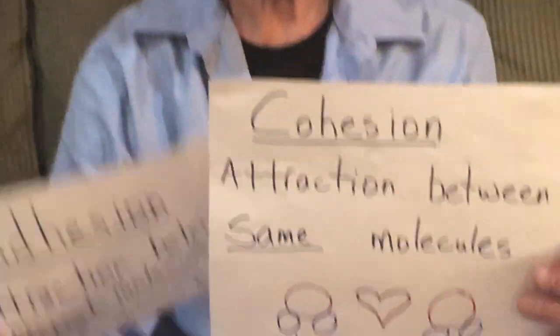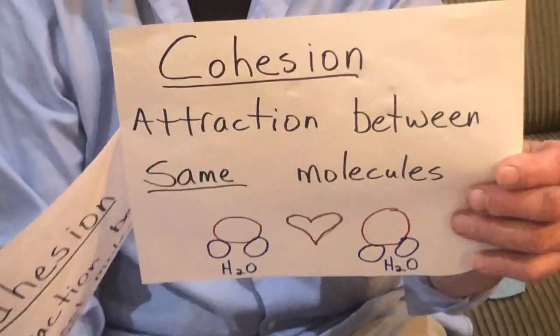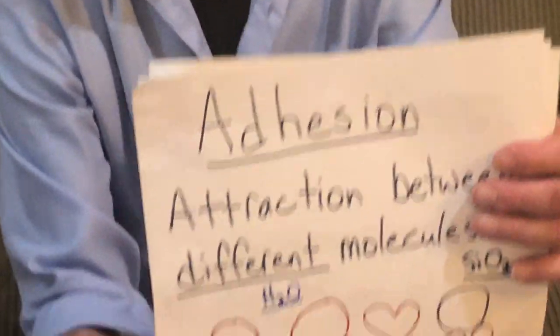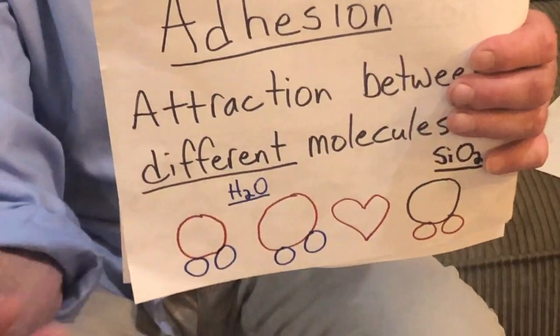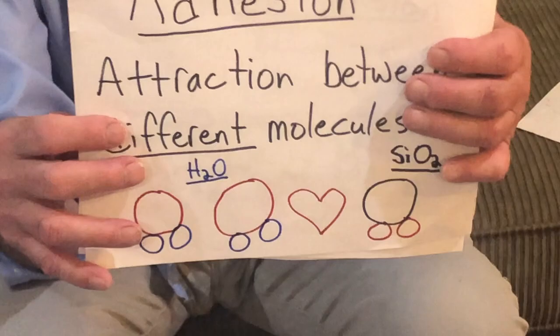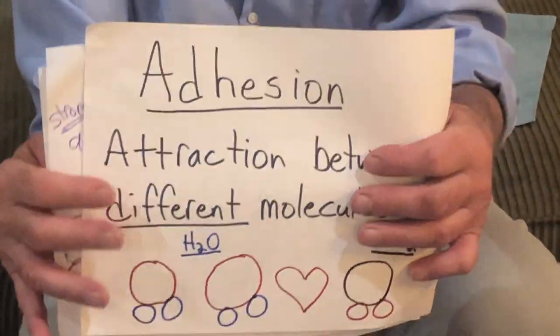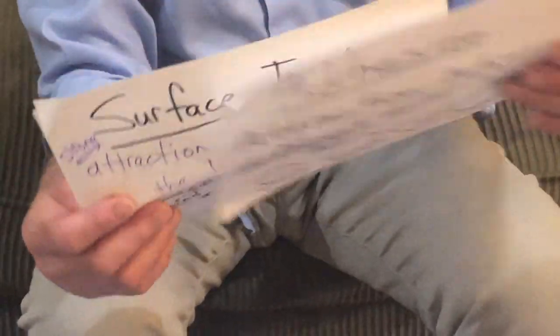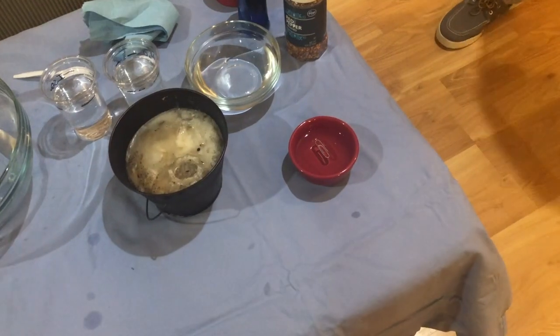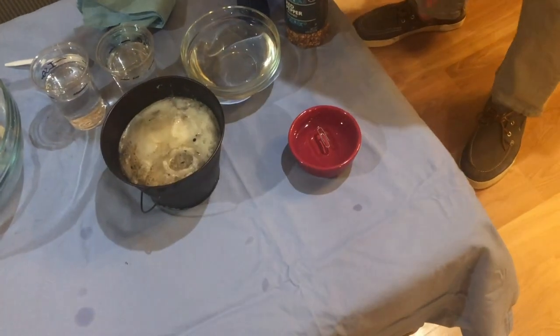So remember, cohesion is attraction between molecules of the same substance. Adhesion is the attraction between the molecules in one substance and how well they like the molecules in another substance. Okay, so those are a couple of the main properties, and those are determined by the attractive properties of the molecules in the liquid.